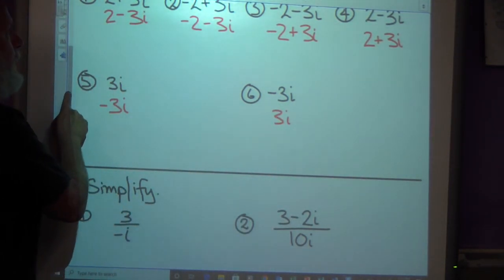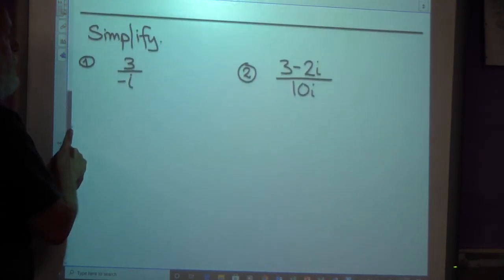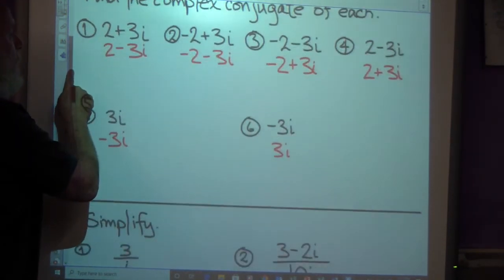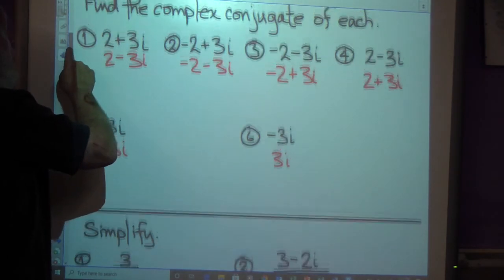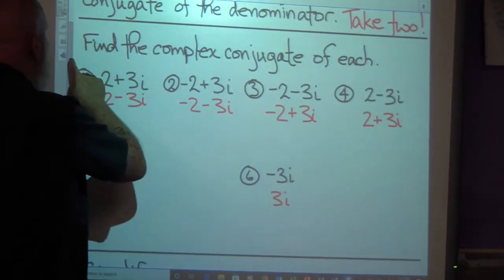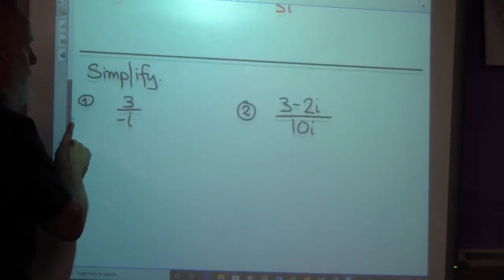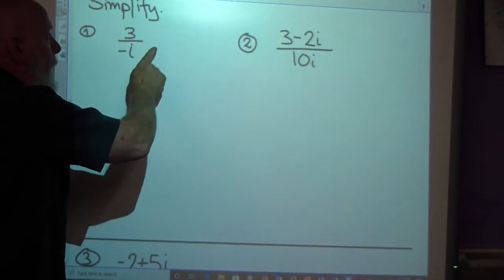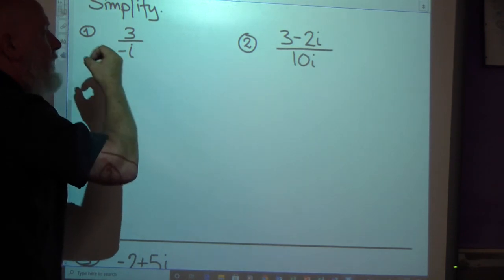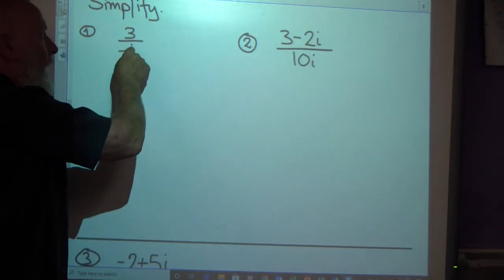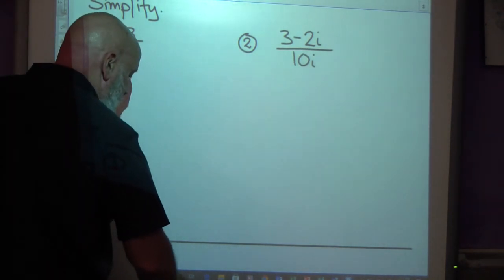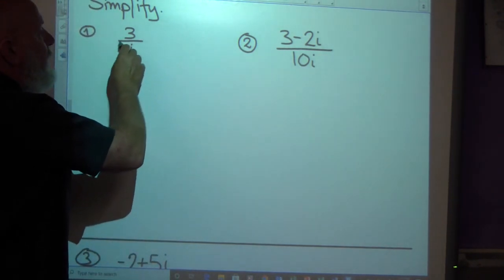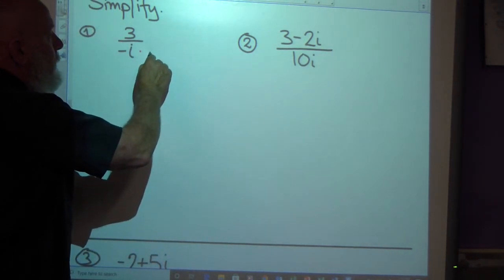Okay, so here we go. We're going to try to use the complex conjugate to rationalize our denominator. What you do is you take the complex conjugate, multiply the top and bottom by it, simplify, and when you get done, you should not have an i in the bottom. So let's see if that happens. The complex conjugate of this is just positive i.